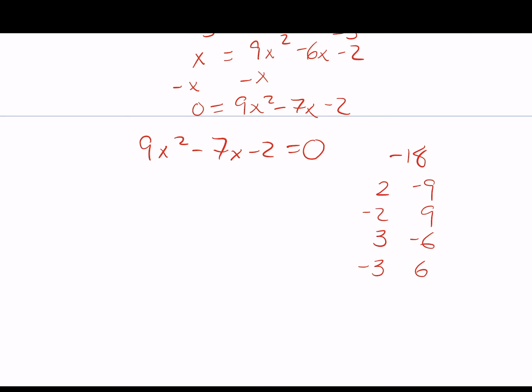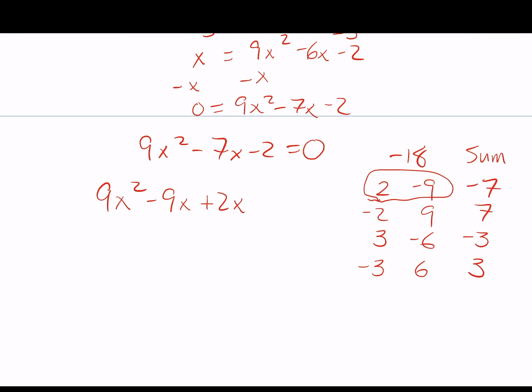So now we consider the sums. 2 and negative 9 sum to negative 7. Negative 2 and 9 sum to 7. 3 and negative 6 sum to negative 3. And negative 3 and 6 sum to 3. So which pair gives us negative 7? Well, it's 2 and negative 9. So we can rewrite the equation as 9x squared minus 9x plus 2x minus 2 is equal to 0.